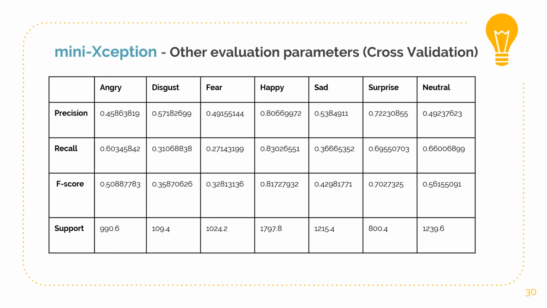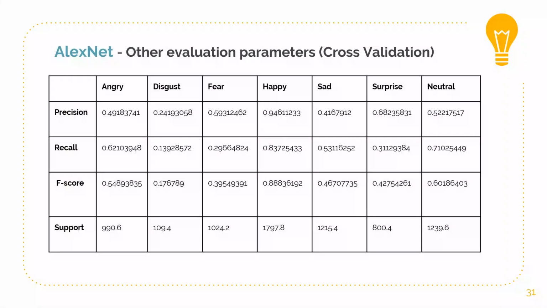Here shows the parameter evaluation for the mini-Xception model. It clearly shows that happy and surprise got the highest F scores. This slide shows the evaluation result for the AlexNet parameters. It's trivial to see that happy and neutral got the highest F scores. And comparing with the mini-Xception model, disgust performed worse than the mini-Xception model, but angry performed better than the mini-Xception model.